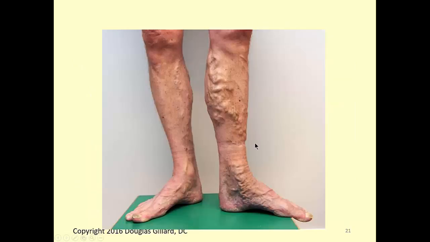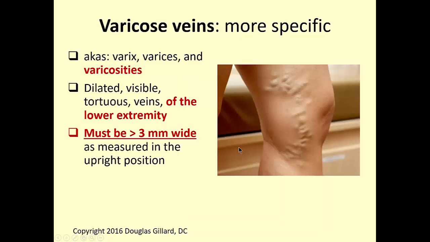What's this? This is varicosities. These are varicose veins of the large, this is a small saphenous vein here. That's varicosed. So let's talk about varicose veins a little bit more here. AKAs are varices, or varicosities. I'll use that term a lot. Dilated, visible, tortuous veins of the lower extremity. They have to be greater than 3 millimeters in size to be classified as a classic varicose vein. And these are measured standing in the upright position.